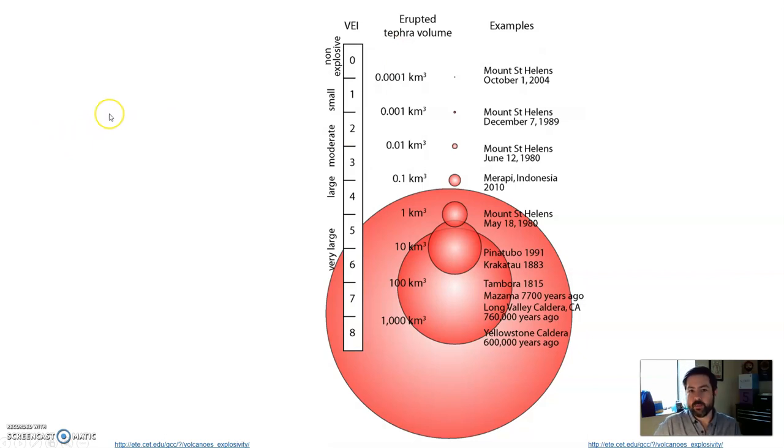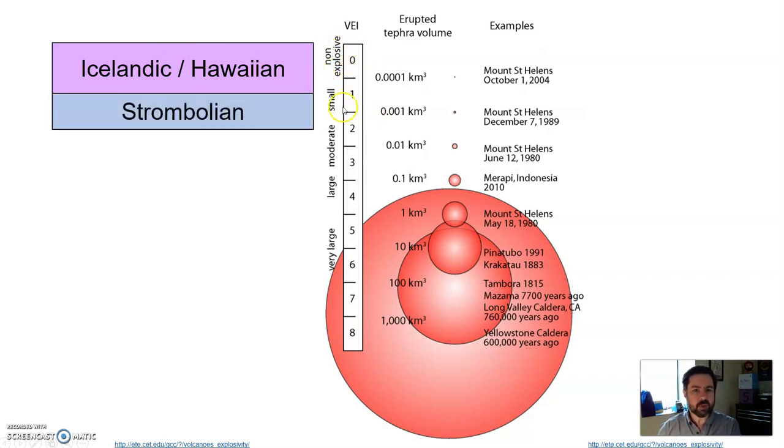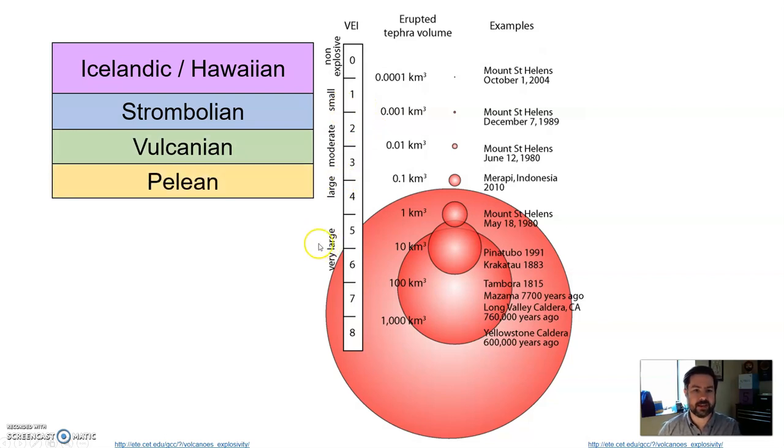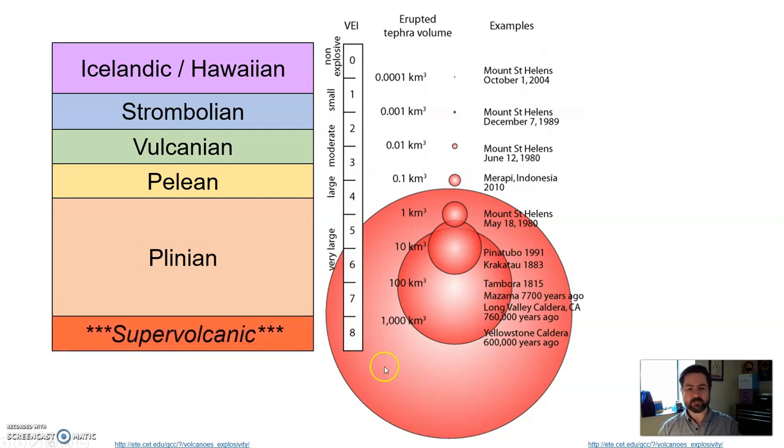So just to give you some references as far as volume of material erupted out of volcanoes on this scale, here's the VEI compared to the amount of volume that you might see. So Icelandic and Hawaiian eruptions are kind of the 0 to 1 scale, 1 to 2 Strombolian, 2 to 3 Vulcanian, 3 to 4 Pelean, and 4 all the way up to maybe about a 7 is Plinian. And this isn't technically one of those 6, but super volcanic eruptions are kind of on that 8 scale. More on super volcanoes a little bit later.